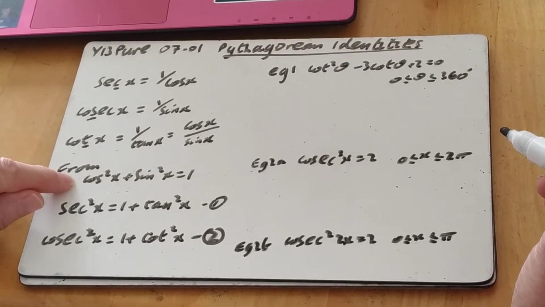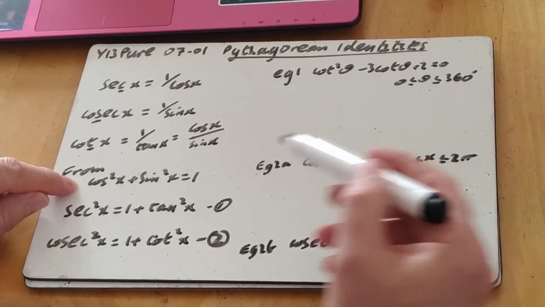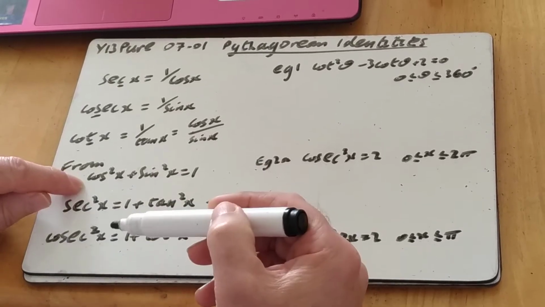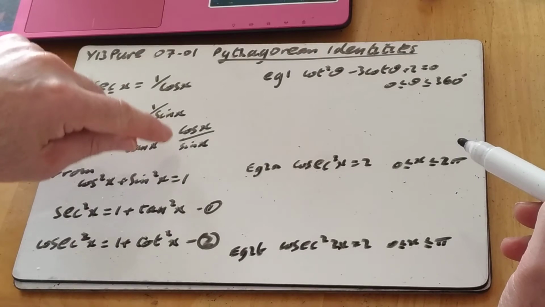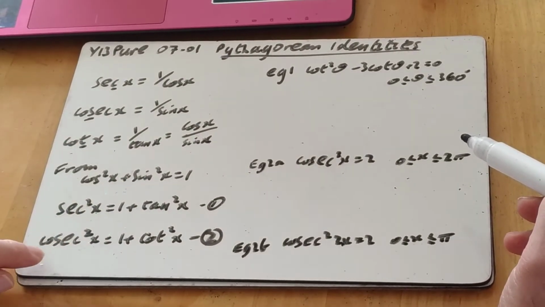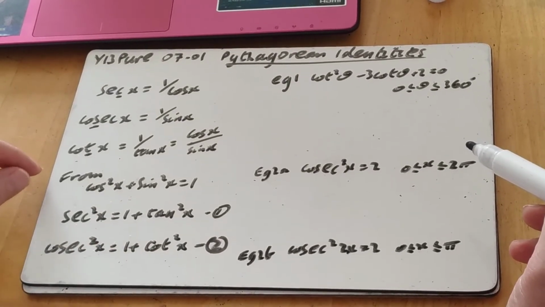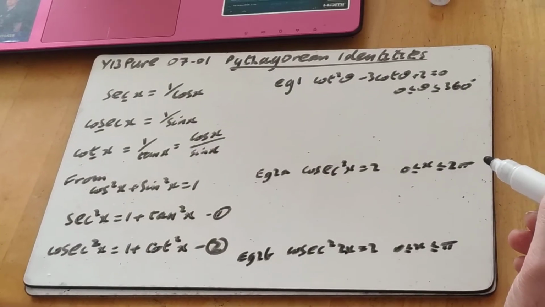Similarly, if we take our original Pythagorean identity and divide everything by sine squared, we get 1 over sine squared on this side, and that's cosec squared. On this side here, cos squared over sine squared is this function for cot, all squared, and sine squared over sine squared is 1. So we tend to say it as cosec squared equals 1 plus cot squared. So it's similar to the one above. You will need to learn these. These are not given in your formula books.